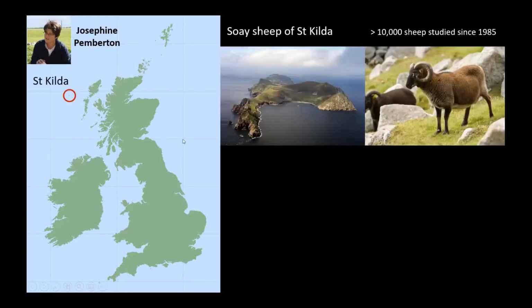These are a Neolithic breed of domestic sheep that are endemic to the St Kilda archipelago out here in the northwest coast of Scotland. This is about 160 kilometres west of the mainland. These sheep are thought to have arrived on St Kilda around 4,000 years ago. And it's the individuals that live in the Village Bay area of the population here that have been subject to an intensive study since 1985. Indeed, we have data from more than 10,000 sheep collected over this period.